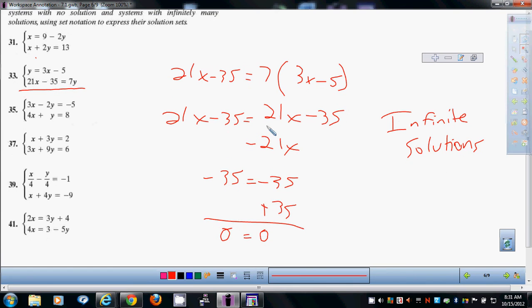Now, what if everything had been the same except this side had been, remember this is just a what-if scenario, 36. So you get like negative 1 equals 0. If everything cancels and you get a false statement, that means your two lines are parallel and therefore have no solution. So if you get a false statement, no solution. A true statement, 0 equals 0, means infinitely many solutions. So remember that. That'll be helpful. False statement, no solution. True statement, infinitely many solutions.